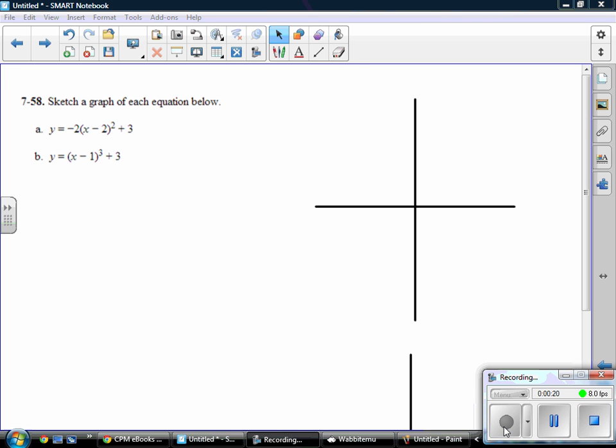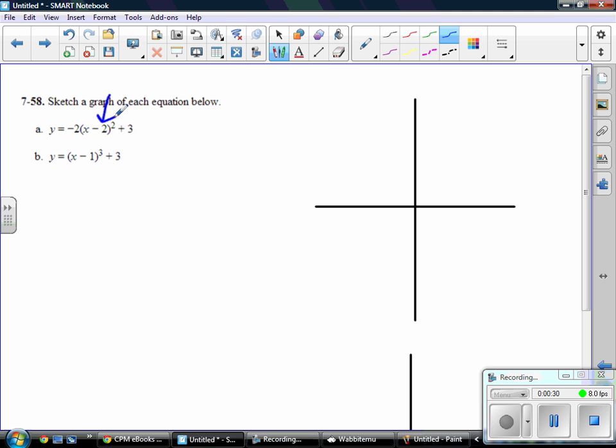So in part A, we see that since it's a quantity squared, I know it's a parabola. And I could get my vertex from this form. I know it's going to be the opposite of this first number and keep this number the same. So I'll say +2, +3 is going to be my vertex. So I'll plot that on my imaginary graph right here. So 2, 3 is about right there.